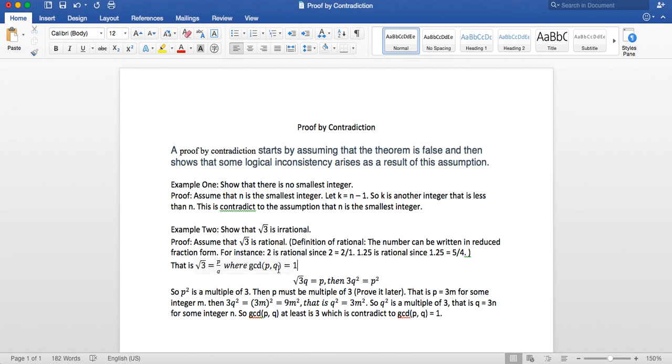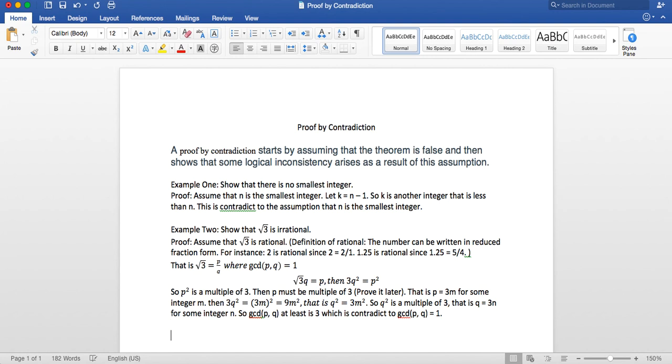Okay, now based on this assumption, we do it step by step. We found p will be a multiple of 3 and q will be a multiple of 3. That means the greatest common divisor of p and q is at least 3, because 3 is a common factor. So that contradicts the assumption that the GCD of p, q equals 1. Since your assumption is wrong, right? If you assume it is a rational number, you get a contradiction. That means your assumption is wrong. So that means square root of 3 is irrational.